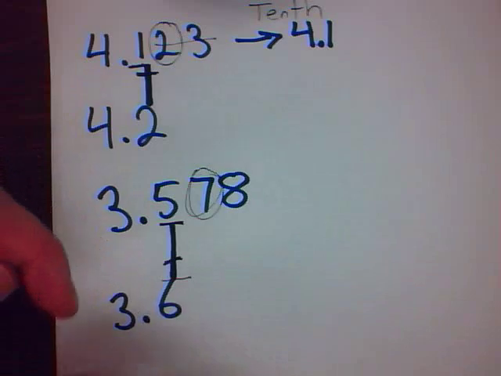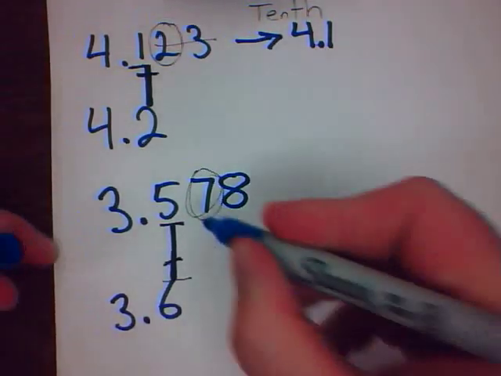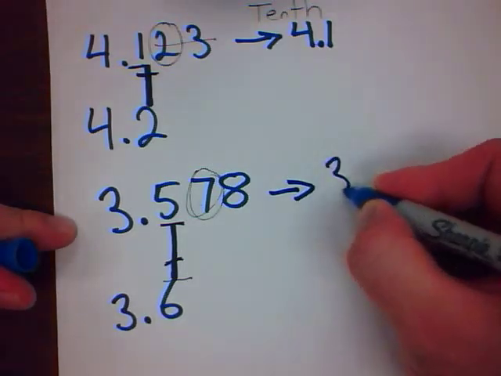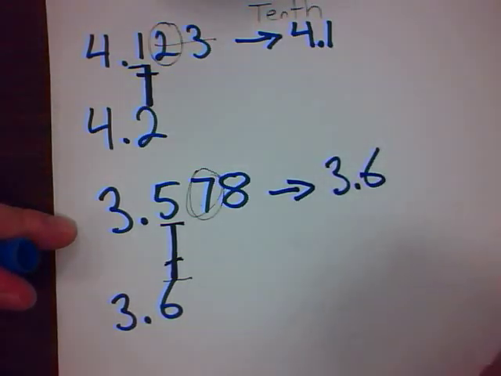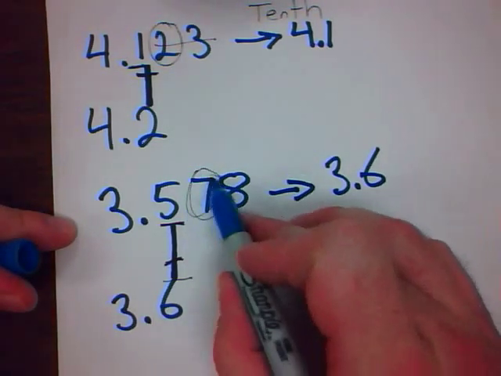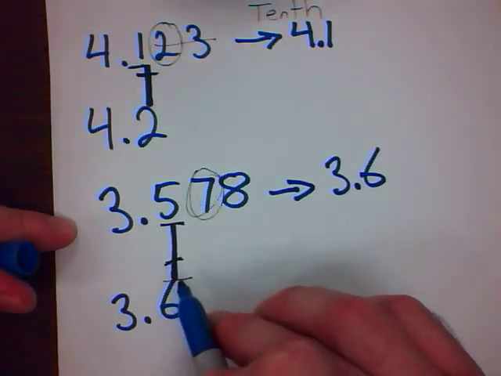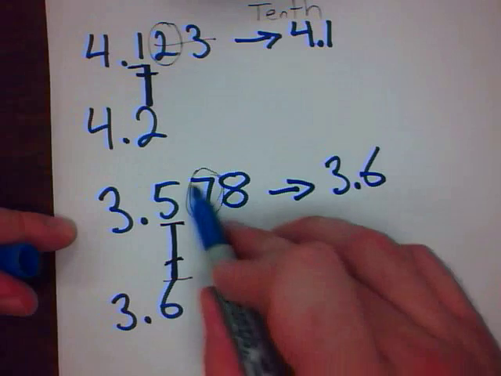In other words, I'm going to add 1 to this, and I'm going to eliminate these. So it's going to be rounded to the nearest tenth. That is 3.6 because this is closer to this. That's what rounding is. Which one is it closer to?